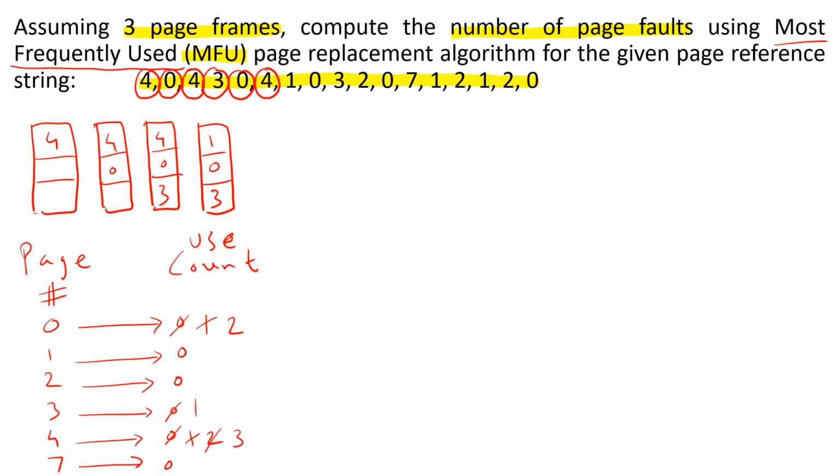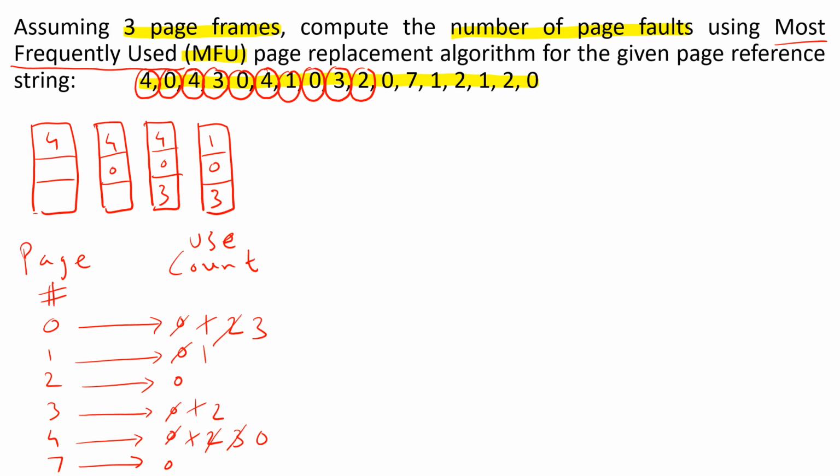So now the use count for page 4 becomes 0, and we make the use count for page 1 as 1. So that will happen for page 1. Next we need page 0. It is already there, so we simply use it, no page fault, but the use count becomes 3. Then we need page 3. 3 is also there, we simply use it, the count is 2.